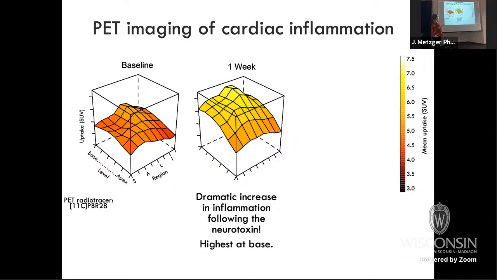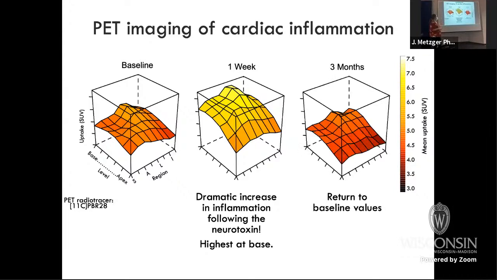The increase is much higher up at the top of the heart than at the bottom, though there is an increase throughout the entire left ventricle. And again, by 3 months, we've returned essentially to baseline values. So this is an average from all 5 of the monkeys in this graph.